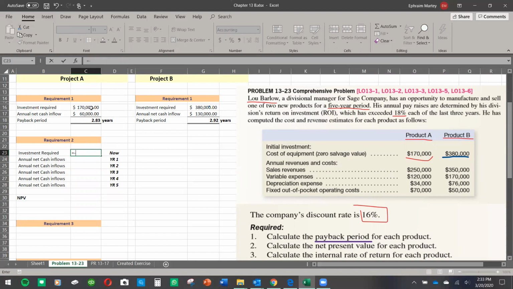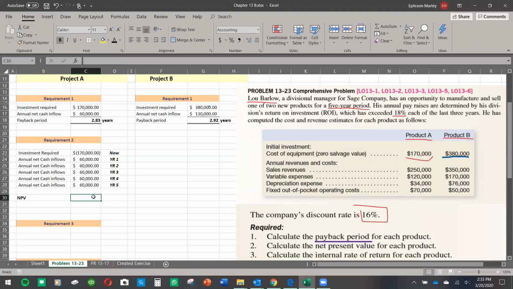So you are investing 170,000. So you reference it with a negative in front of it. That gives us negative 170,000. And then what's the cash inflow annually? Every year we get 60,000. So I'm going to reference the 60,000 and just drag it to year 5. Okay. So these are the years: we invest 170,000, but every year we get 60,000. What's our net present value?